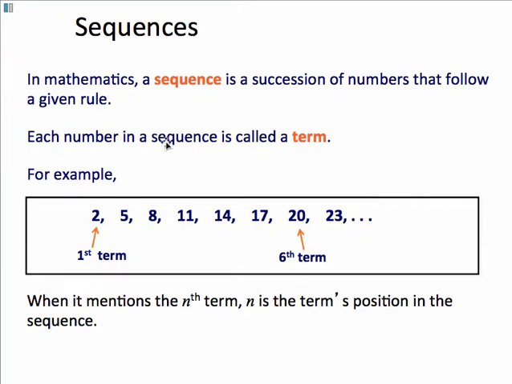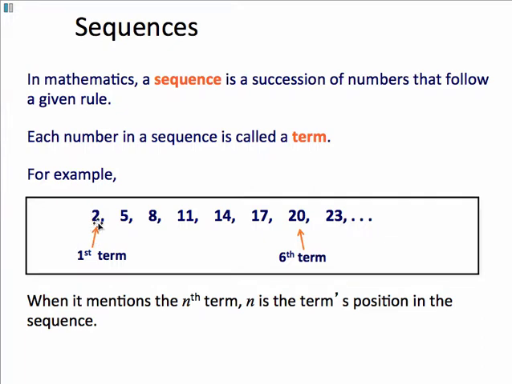Now, sequences, though, we need to know a bit of the terminology. We need to know the key words. So a sequence is a succession of numbers that follow a given rule. That basically means that it's a set of numbers that either go up or go down by a certain number every time. So if you were to look at this sequence below, this one goes 2, 5, 8, 11, 14, 17, 20, 23. So this particular sequence is increasing by 3 each time.